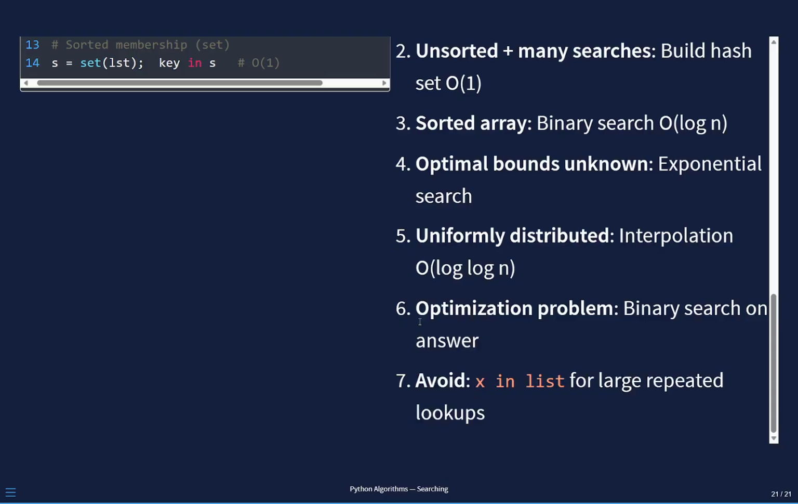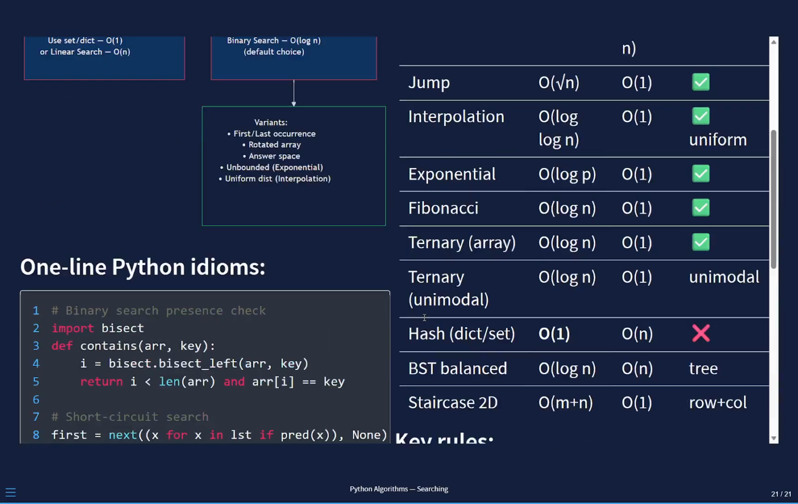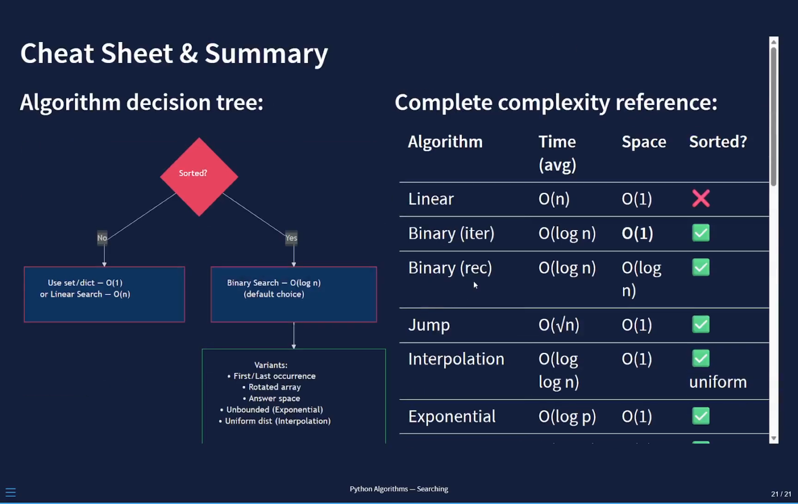Next. That's the complete guide to searching algorithms. Linear, binary, jump, interpolation, exponential, ternary, Fibonacci, 2D matrix search, hash lookup, BST and sorted structures, built-in Python tools, and binary search on the answer space.